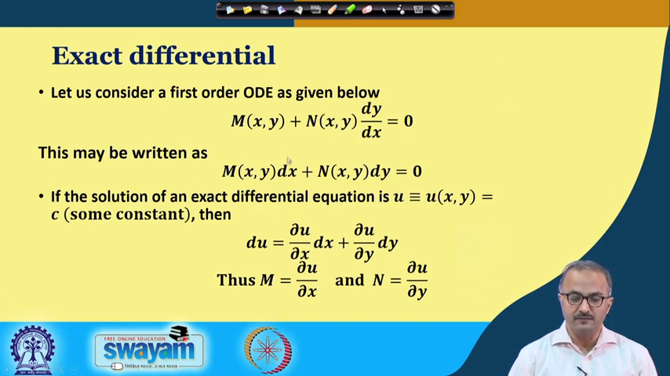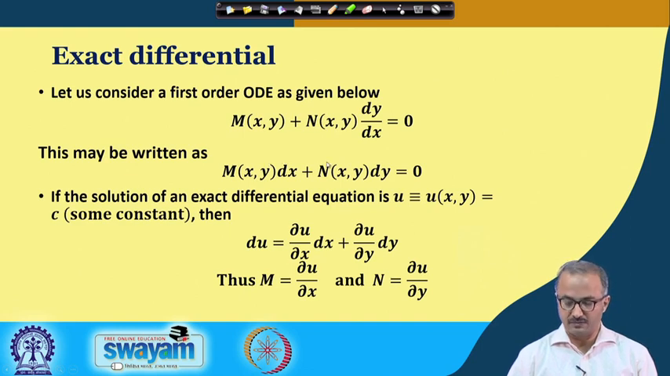And thus, we can see that if we take a similarity over here, we find that m equals ∂u/∂x and n equals ∂u/∂y, and because the right-hand side is constant, we also have ∂c/∂x or ∂c/∂y equal to 0. So this particular form of the solution matches exactly with this kind of equation.